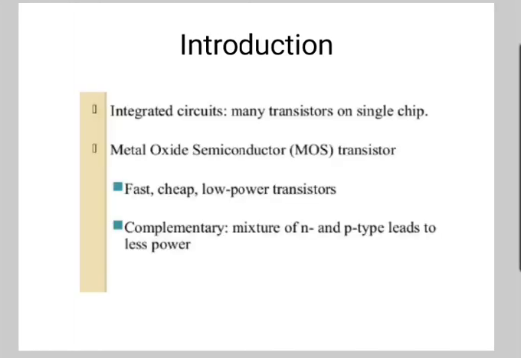So integrated circuit means what? Many transistors on a single chip. Now MOSFET, that is, metal oxide semiconductor transistor. It is a fast, cheap, low power transistor. These MOS transistors are fast, cheap, low power transistors. Complementary is a mixture of N and P type, which leads to less power.